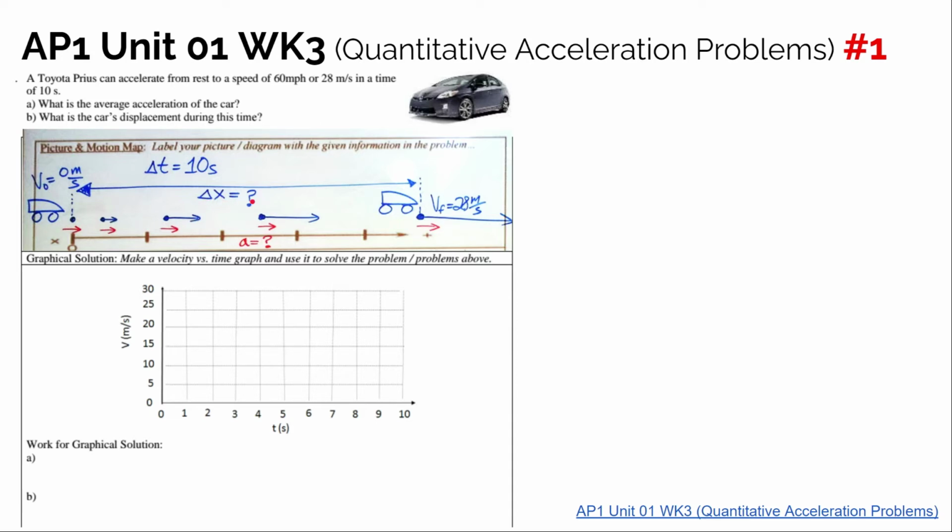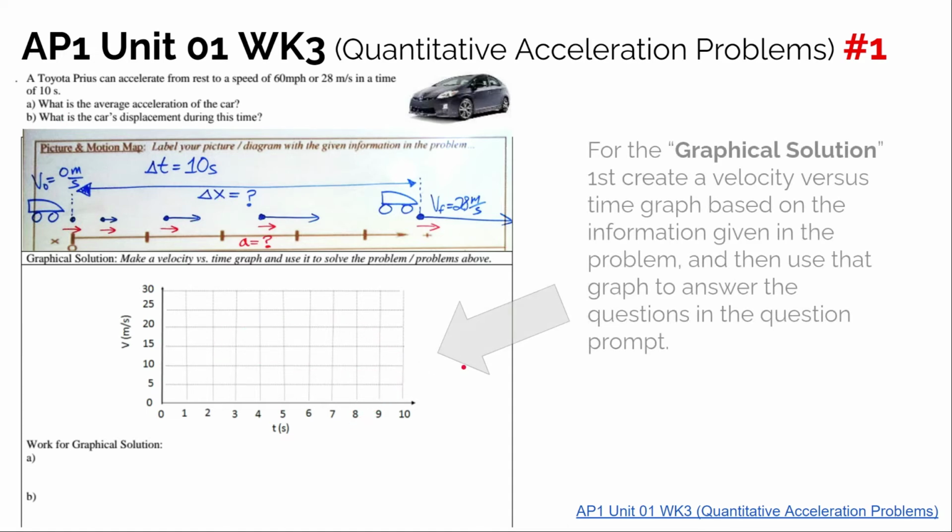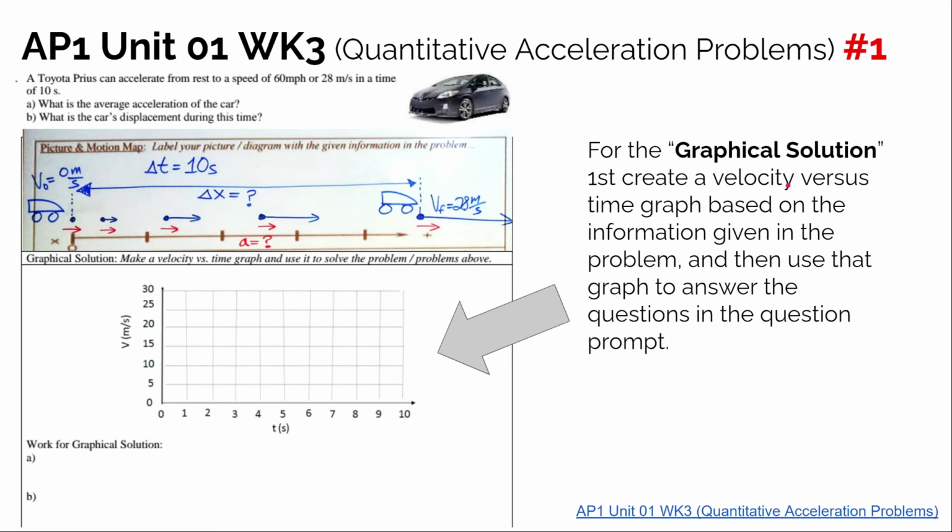So that's in general what I want you to do. Draw a picture, label things and values from the question prompt on your picture, and sketch out a quick little motion map. The next part is the graphical solution. So you're going to be answering these 2 questions, A and B, using a quantitative velocity versus time graph. So, like I said, for the graphical solution, first, you're going to create a velocity versus time graph based on the information given in the problem. So let's do that right now together.